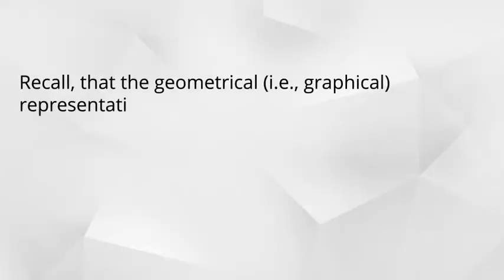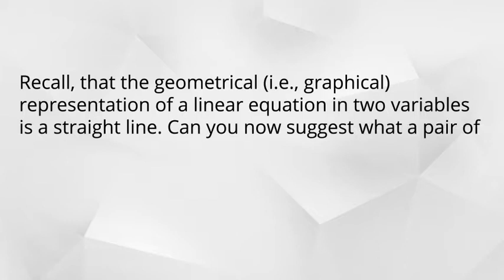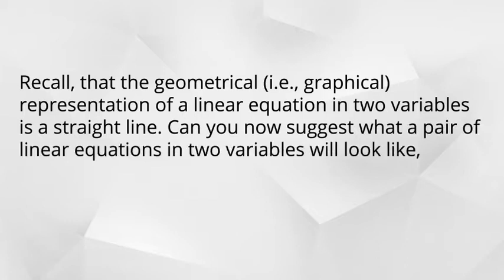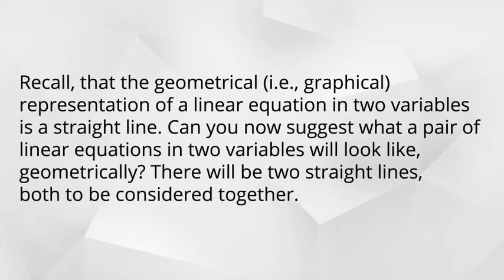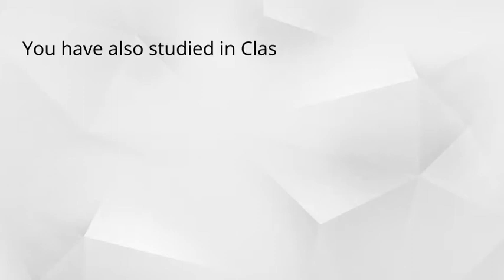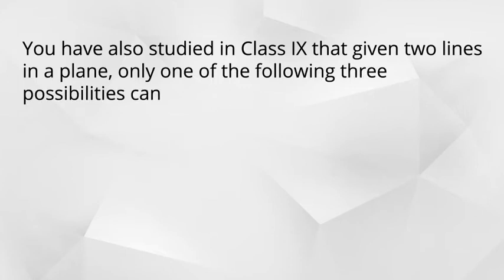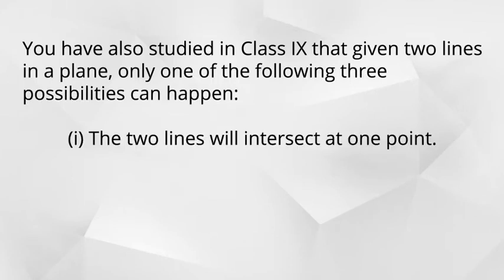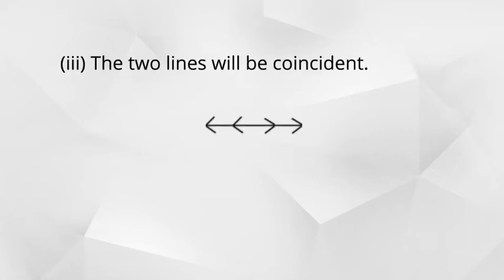Dear students, recall that the geometrical, that is graphical, representation of a linear equation in two variables is a straight line. Can you now suggest what a pair of linear equations in two variables will look like geometrically? There will be two straight lines, both to be considered together. You have also studied in class 9 that given two lines in the plane, only one of the following three possibilities can happen. First, the two lines will intersect at one point. Second, the two lines will not intersect, that is, they are parallel. Third, the two lines will be coincident.